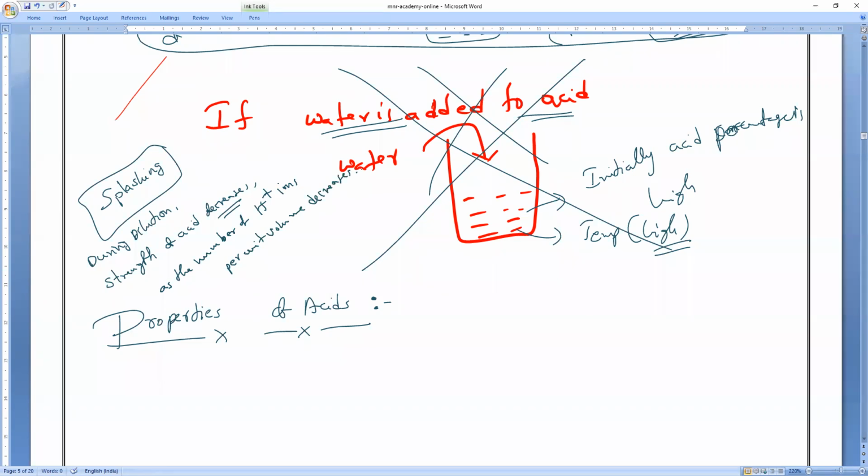Is it okay, guys? All of you? So based upon this only, we will say strong acid and weak acid. Clear, Harish? Noor? That is okay. So this is what about it.